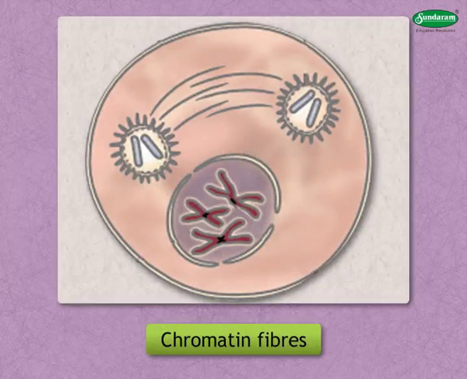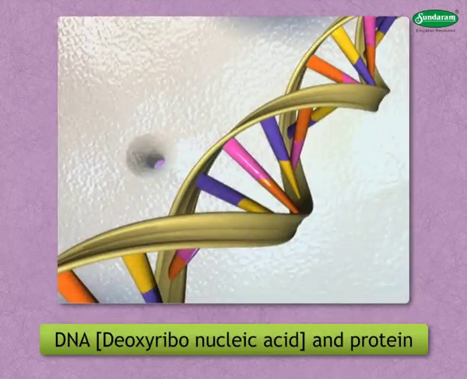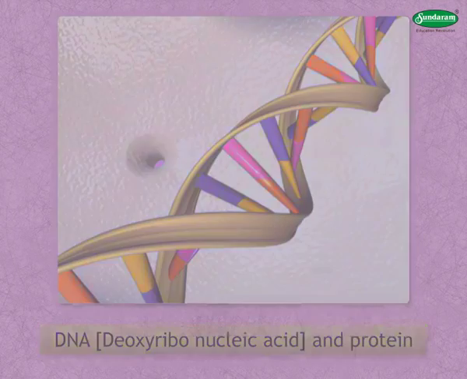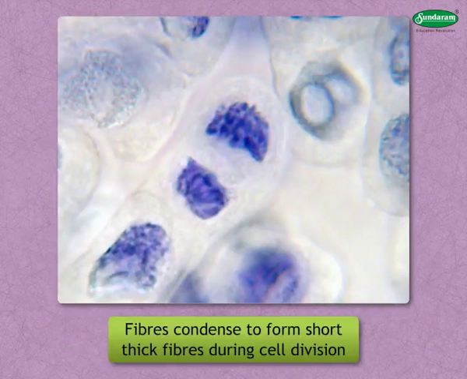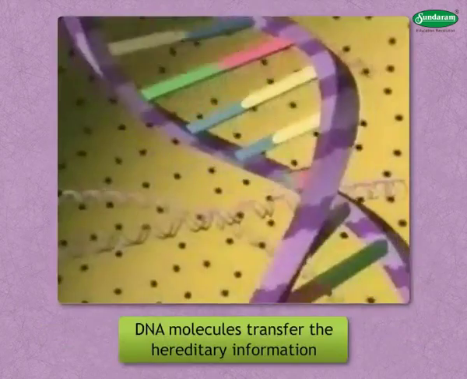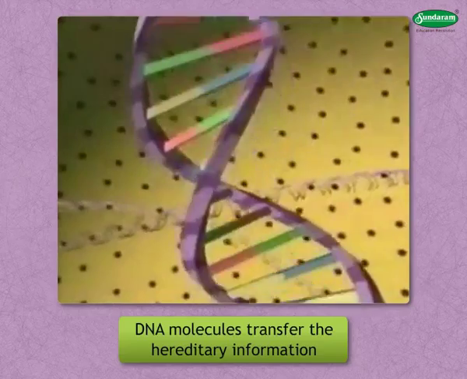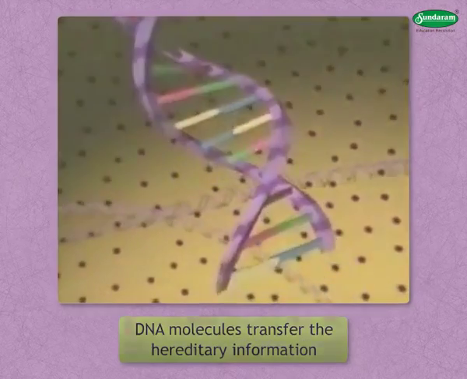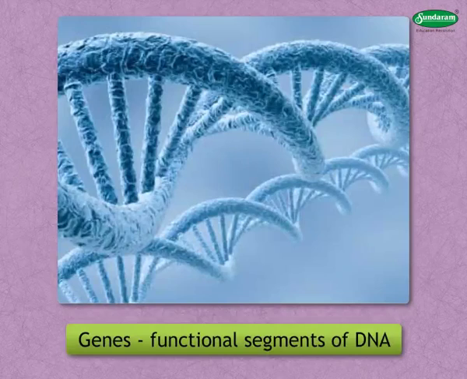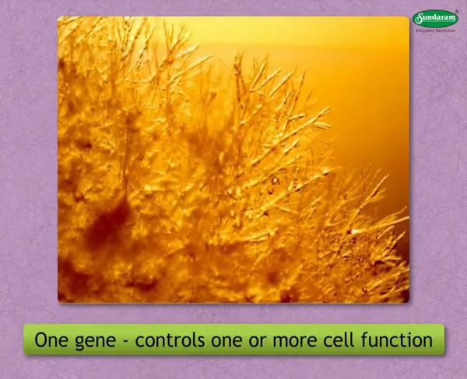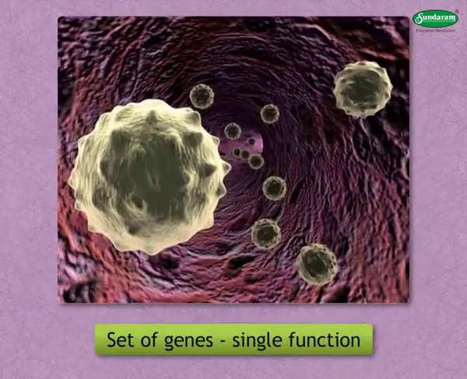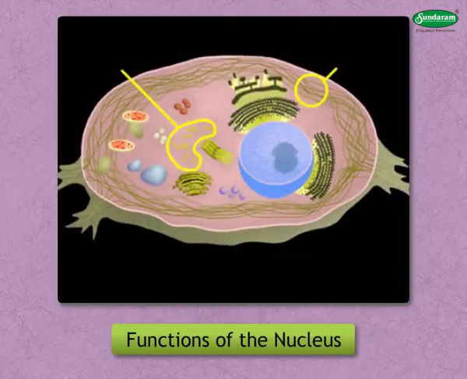Chromatin fibers are thin thread-like structures composed of DNA, or deoxyribonucleic acid, and protein. These fibers condense to form short, thick fibers during cell division and become visible. DNA molecules transfer the hereditary information from one generation to the next. Functional segments of DNA are called genes. Generally, one gene controls one or more cell functions, but sometimes a single function is controlled by a set of genes.